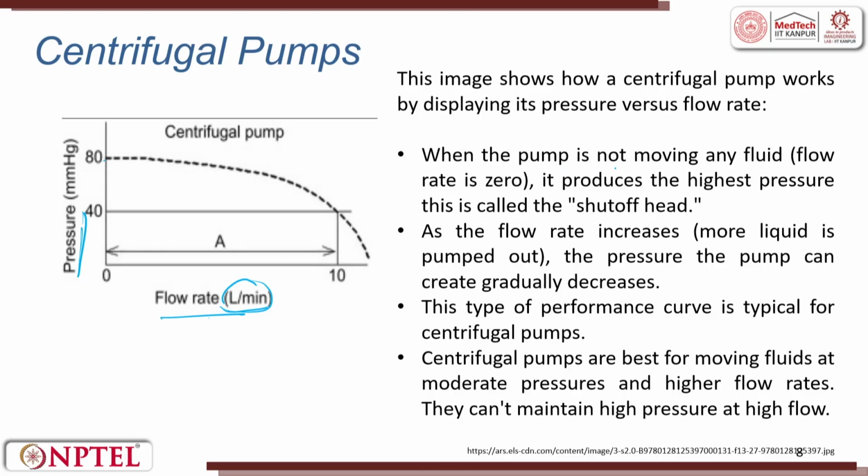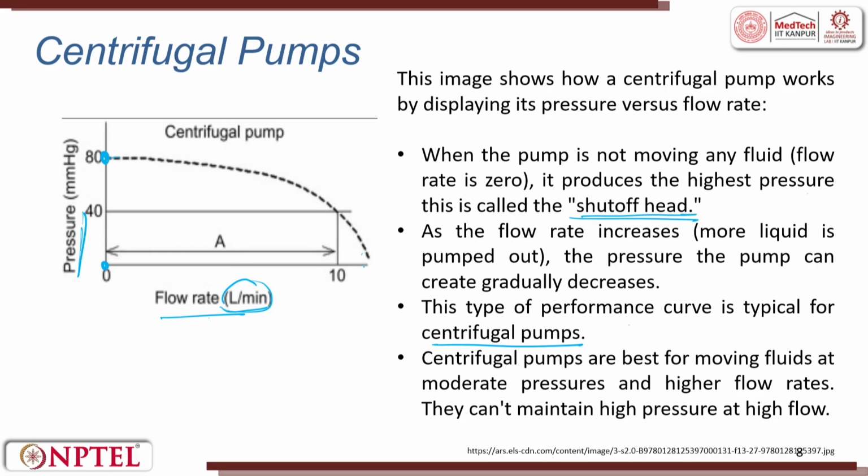When the pump is not moving any fluid, it produces the highest pressure. This is called as the shut-off head here, right, when the flow rate is not there. As the flow rate increases from 0 to 10, the pressure of the pump gradually decreases. This type of performance curve is typically for centrifugal pumps. So, you will see there, as and when the flow rate increases, the pressure drops.